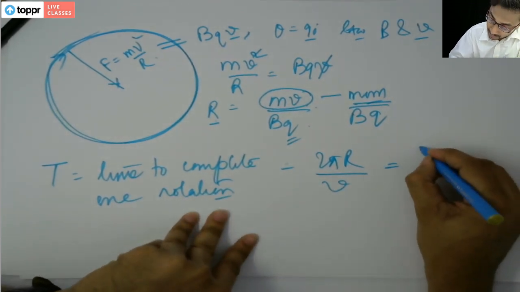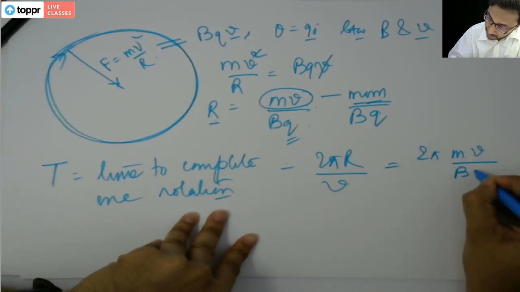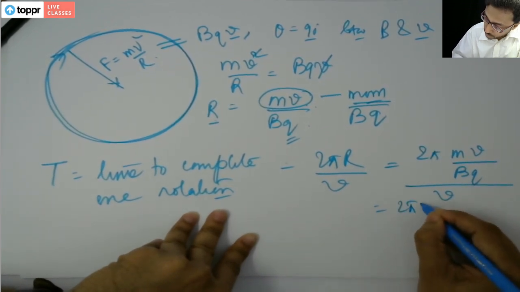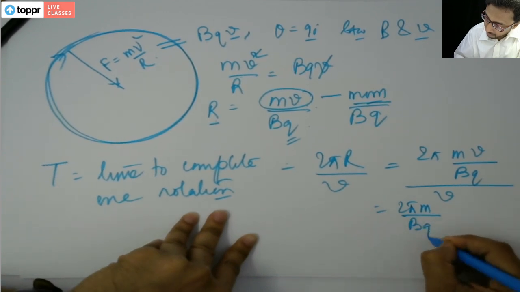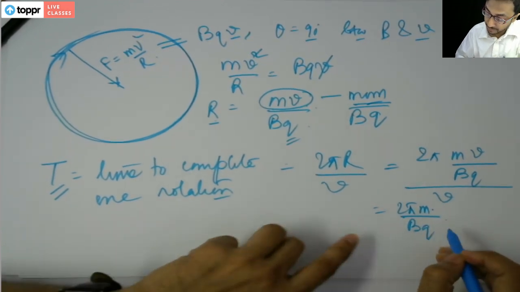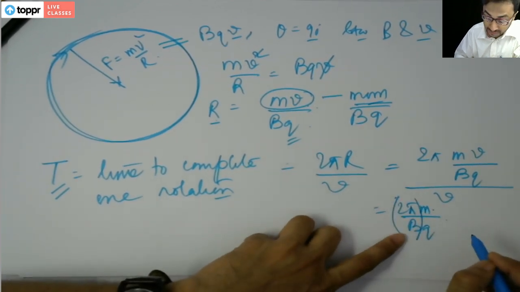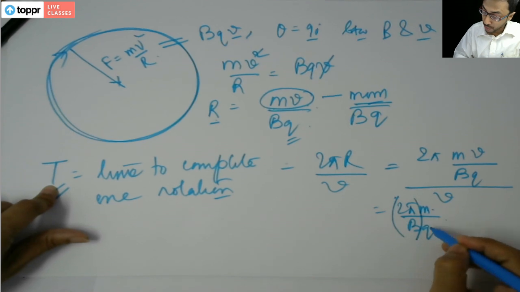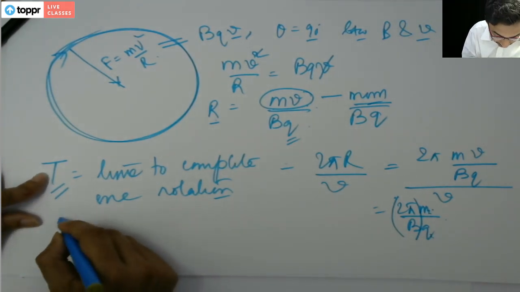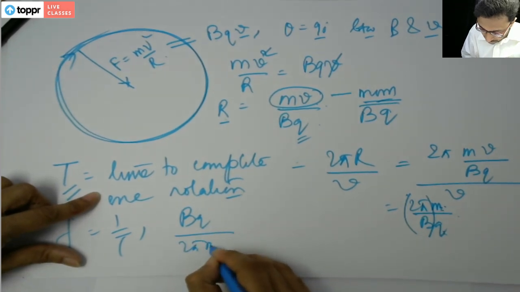So it will be nothing but 2 pi mv by bq divided by v. So it will be what? v cancels out, 2 pi m by bq. The time period depends upon, see, if magnetic field is constant, so we can take this part is constant. Time period depends on the mass by charge ratio of the charged particle. Got it? Whereas frequency is 1 by T, that you can find out is nothing but bq by 2 pi m.